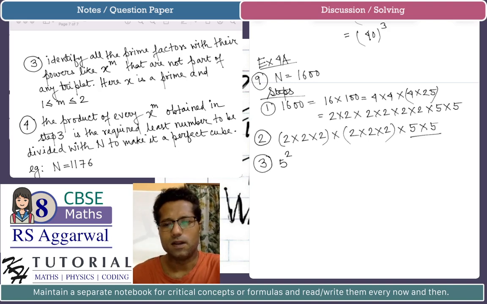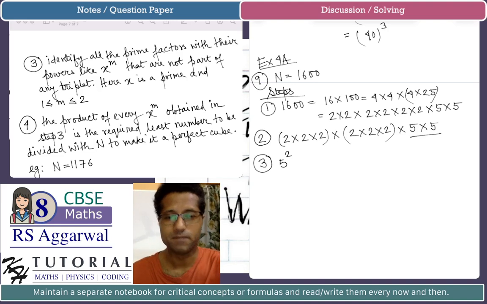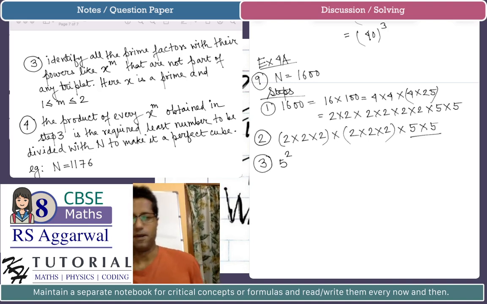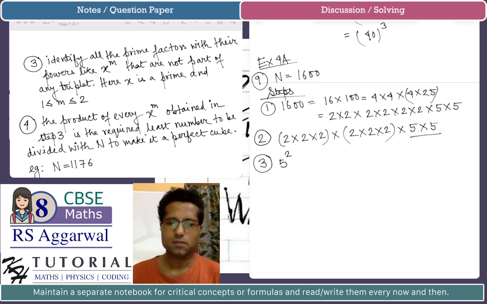Now in the notes it is said that in step 3, identify all the prime factors with their powers like x to the power m. Here x obviously will be a prime number, and m can only be either 1 or 2. Since it is not part of any triplet, this will essentially mean that m is either 1 or 2. If you give a little bit of thought, you will understand this. m cannot be 3, because otherwise it would be a part of a triplet. Okay. So in step 3 we found 5 square, that is 1 x to the power m.